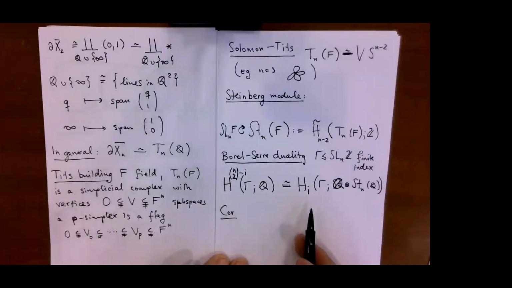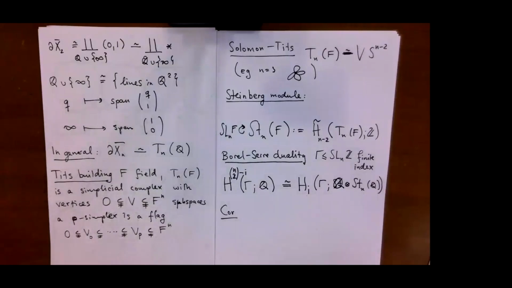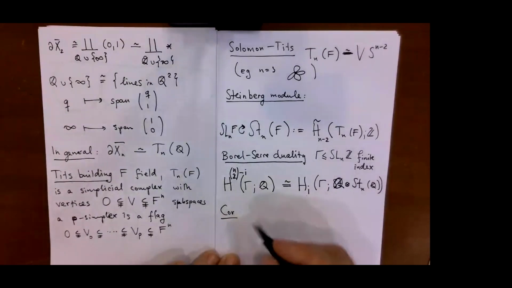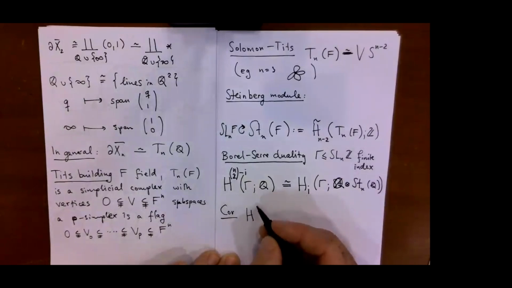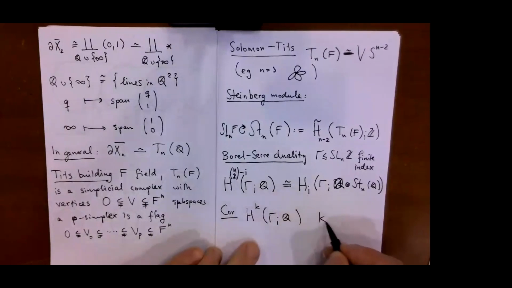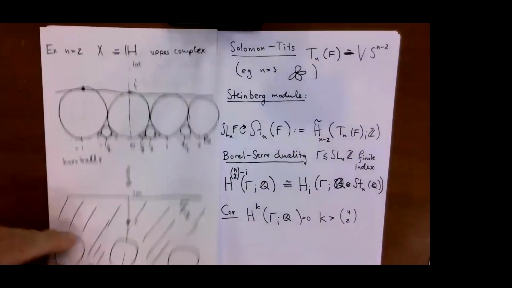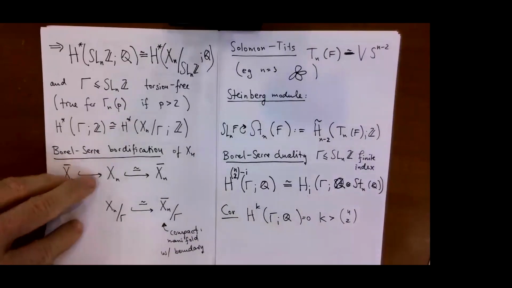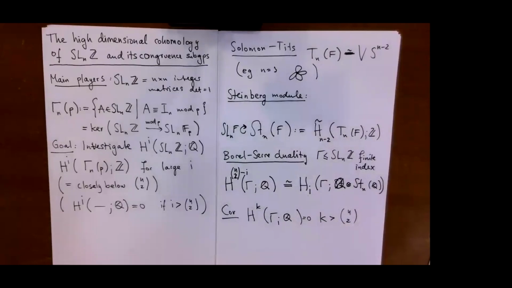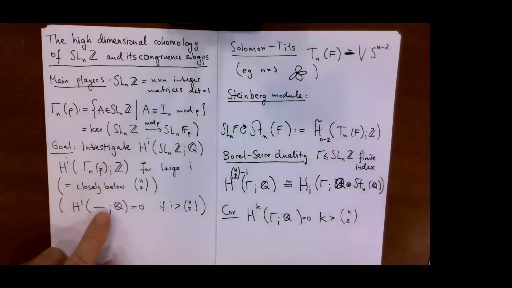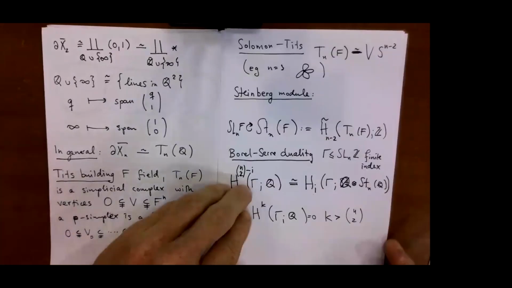Negative homology is 0, maybe by convention. But it will give you, in particular, that if you take cohomology for k bigger than n choose 2, this is 0. And this is what I said in the beginning, a long time ago. Here, I said this is going to be 0, and so we've seen this now. This follows from this Borel-Serre duality.